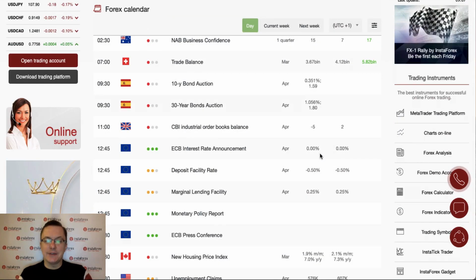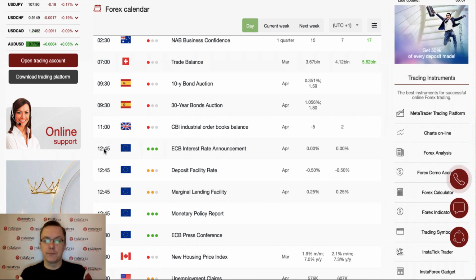As you can see, the key event of today is the ECB interest rate announcement scheduled for release at quarter to 1 p.m. The interest rate is expected to stay intact at the level of 0%. Deposit facility rate is expected to stay at the level of minus 0.5. Marginal lending facility is expected to stay at the level of 0.25%. Of course, there is a monetary policy report and European Central Bank press conference scheduled at 1:30.